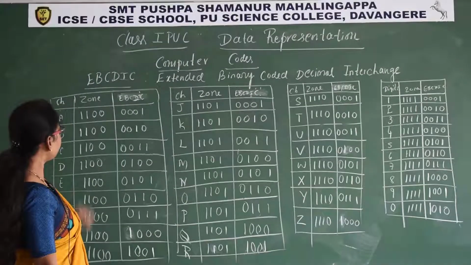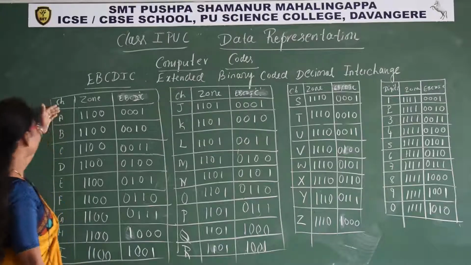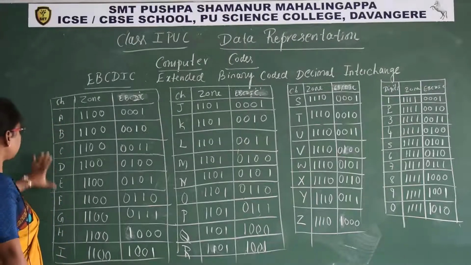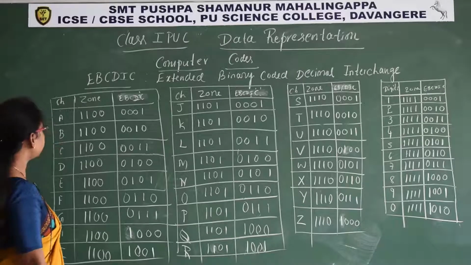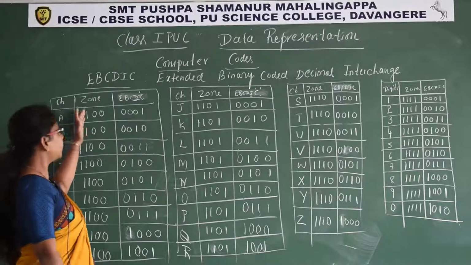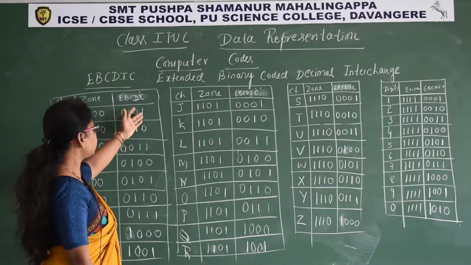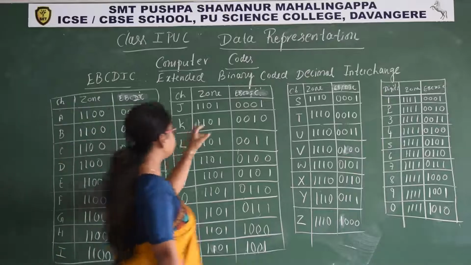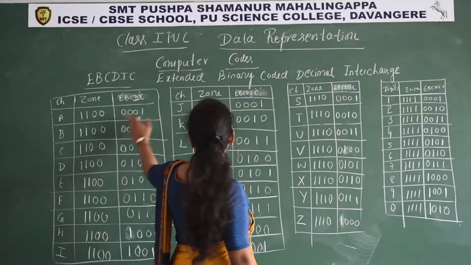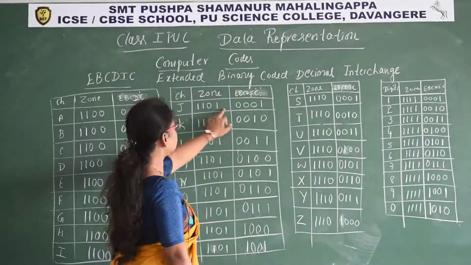So it is easy to remember. First you have to write alphabets. You have to make a group of 9 characters. For the first 9 characters, zone bit is 12, and the code starts from 1 and goes up to 9. Here also the zone bit will change. Here 12 and it is 13.